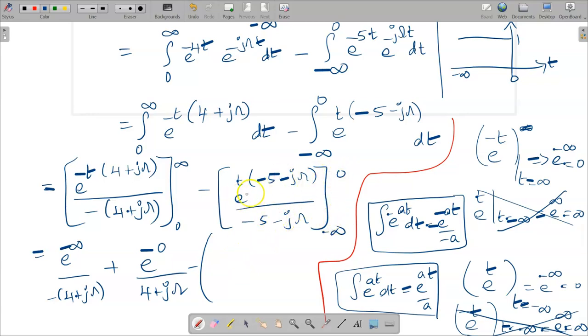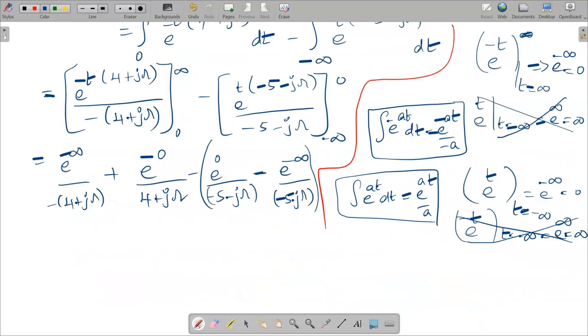So substitute your upper limit. It becomes e power 0. 0 into any value is 0. So divided by minus 5 minus j omega. Okay. And then substitute your lower limit. Okay. So you have one minus for lower limit. So e power minus infinity divided by minus 5 minus j omega. Okay. So this minus is common for both the terms.